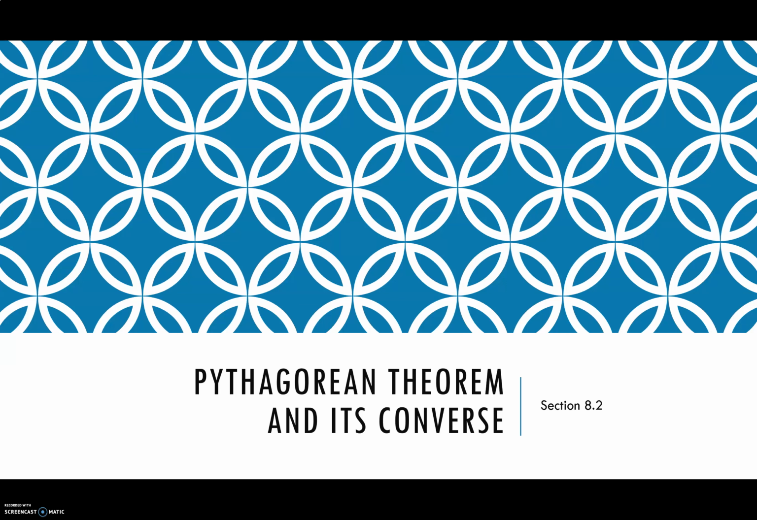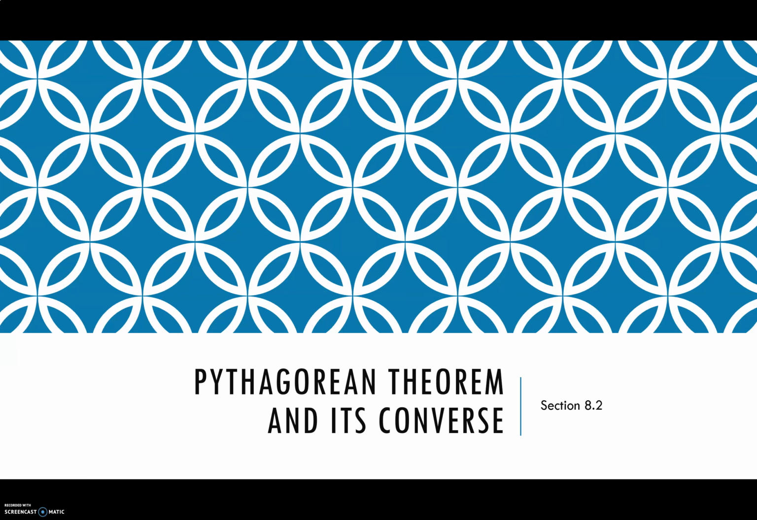We used it last chapter in some of the shapes that had right angles in them, like the kite, the rhombus, the square. And in this chapter, we're fully studying right triangles. And so it makes sense that we're going to formalize the Pythagorean theorem and learn how to use it both the forwards way and the backwards way.